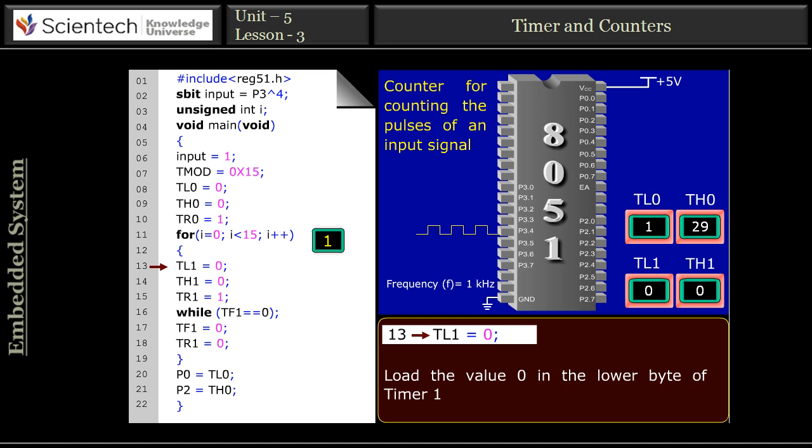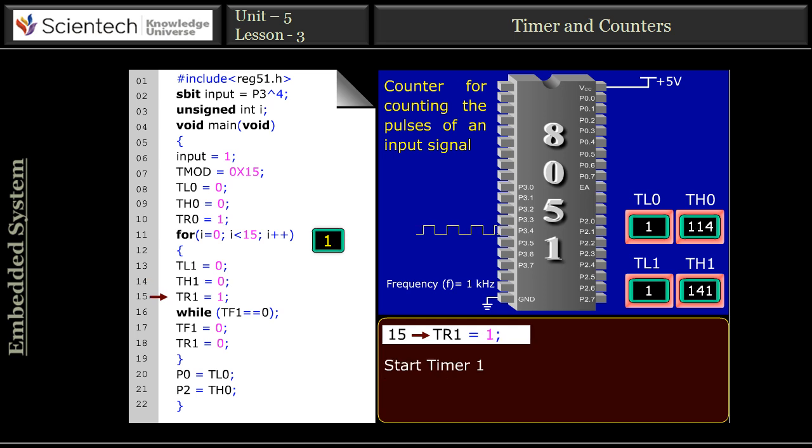Next is TL1 = 0, it loads the value 0 in the lower byte of timer 1. Next is TH1 = 0, it loads the value 0 in the higher byte of timer 1. TR1 = 1, it is for starting timer 1, while TF1 == 0. By this instruction, it checks the status of the flag register, and waits for the timer to roll over, and this count will continue up to 255.